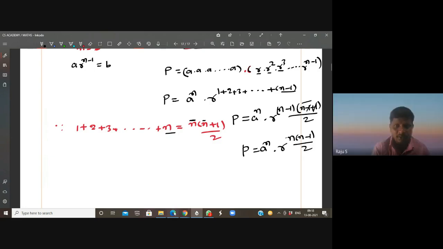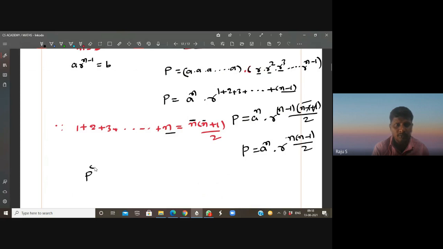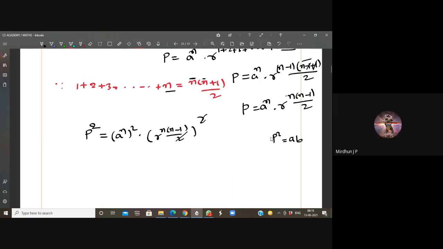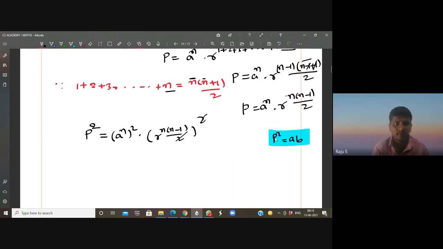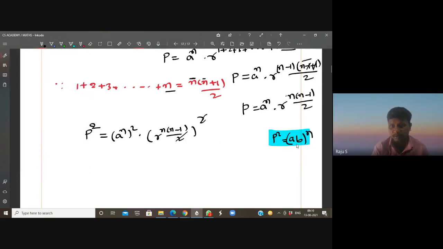But the question is, P square. This is P. Squaring on both sides, P square is equal to A power n the whole square into R to the power of n into n minus 1 by 2 the whole square, the 2 gets cancelled. Now how to do? P square is equal to, we have to prove that AB whole power n. AB whole power n, sorry.